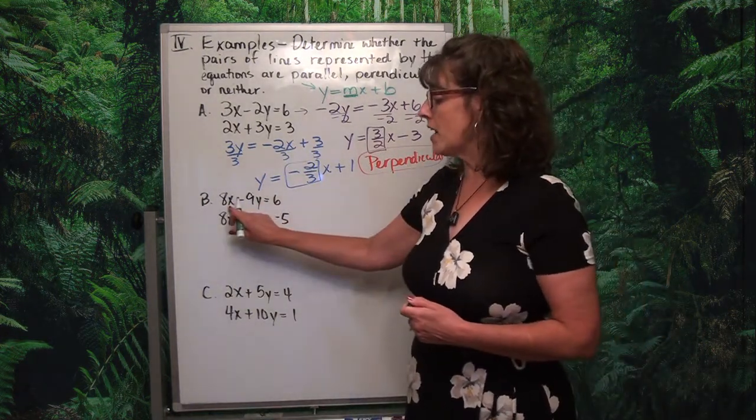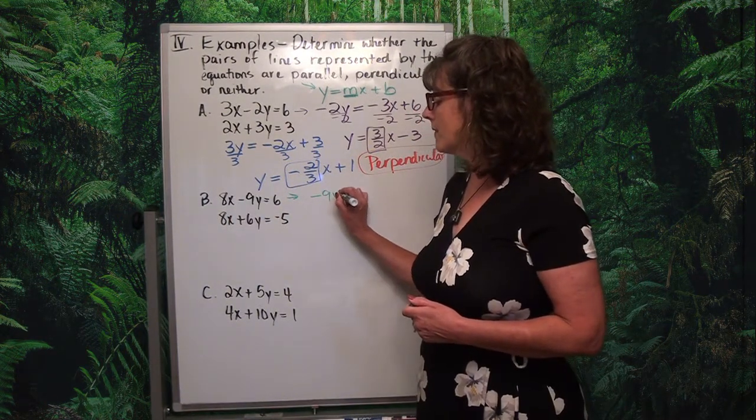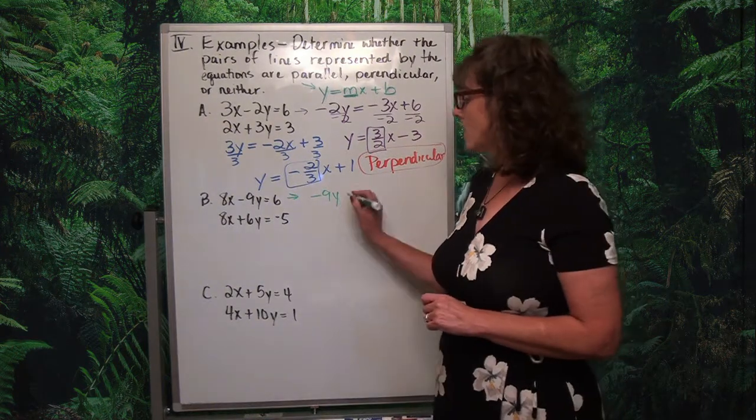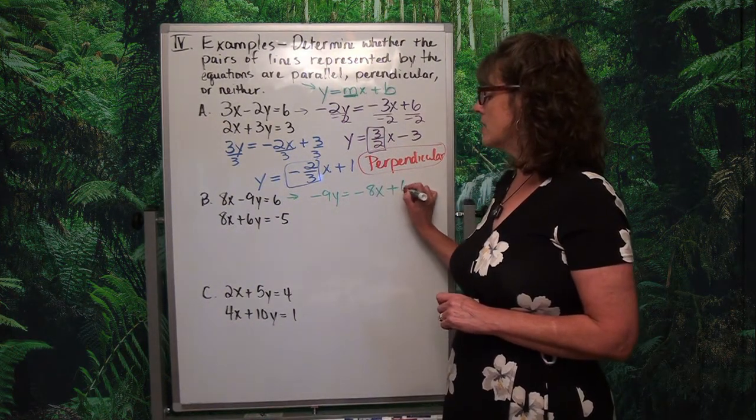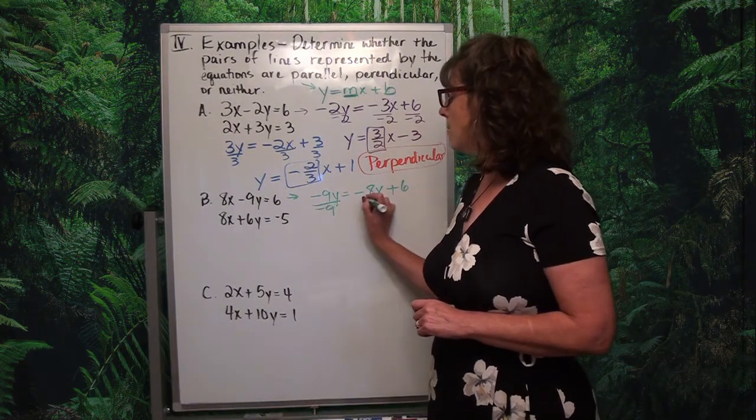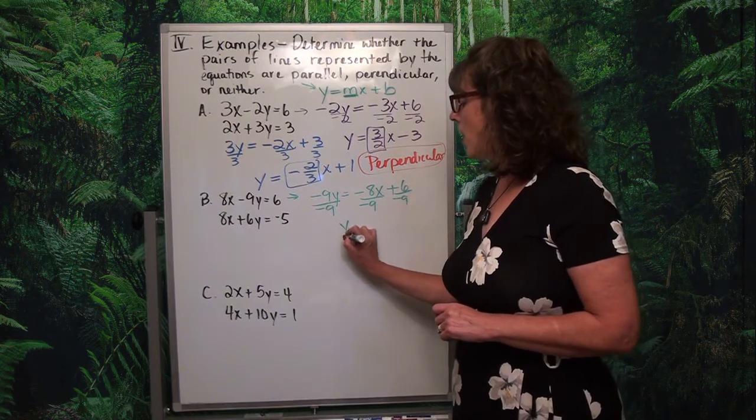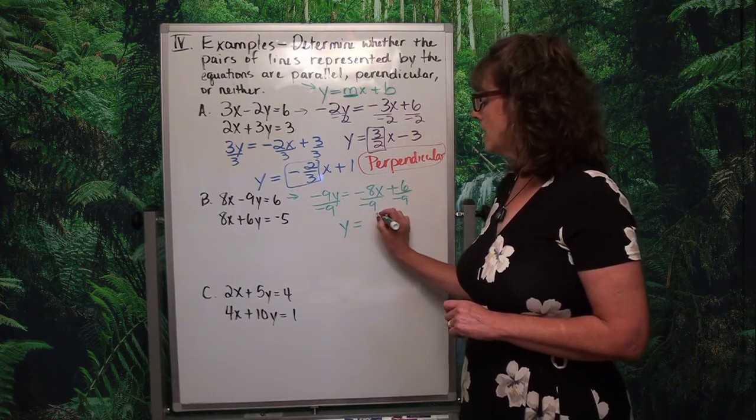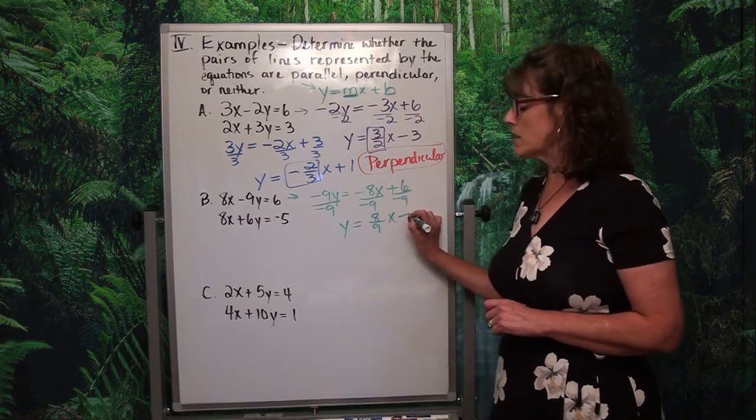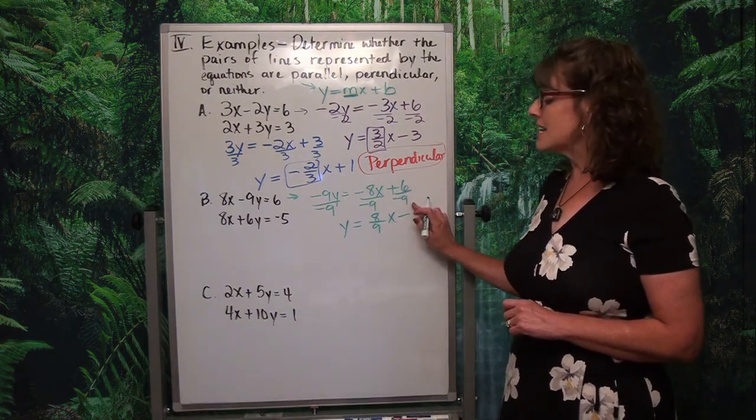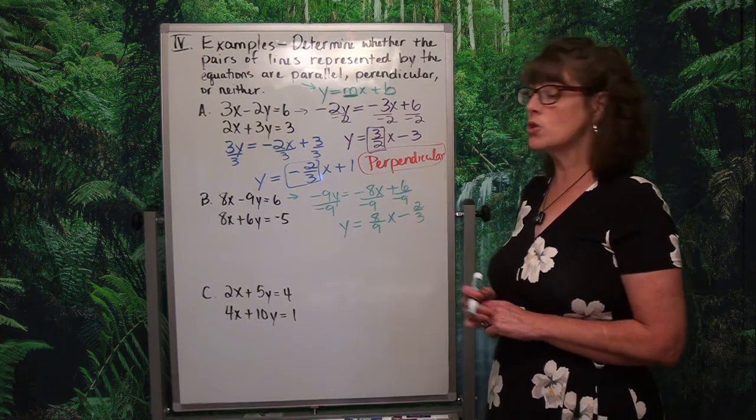I'm going to subtract that 8x. Remember, that leaves me with a negative 9y because the sign in front's a sign that goes. And when I subtract that 8x over here, I get a negative 8x plus 6. And now I'm going to divide by a negative 9 on every single term. That will give me y equals negative divided by negative is positive, so I get a positive 8/9 x. And then here, positive divided by negative is negative. 6/9 does simplify because 3 goes into each one of these, and it simplifies to 2/3.